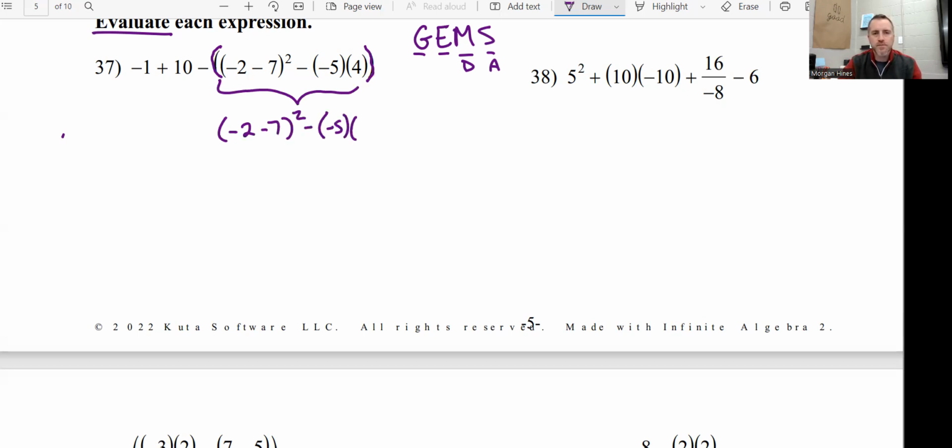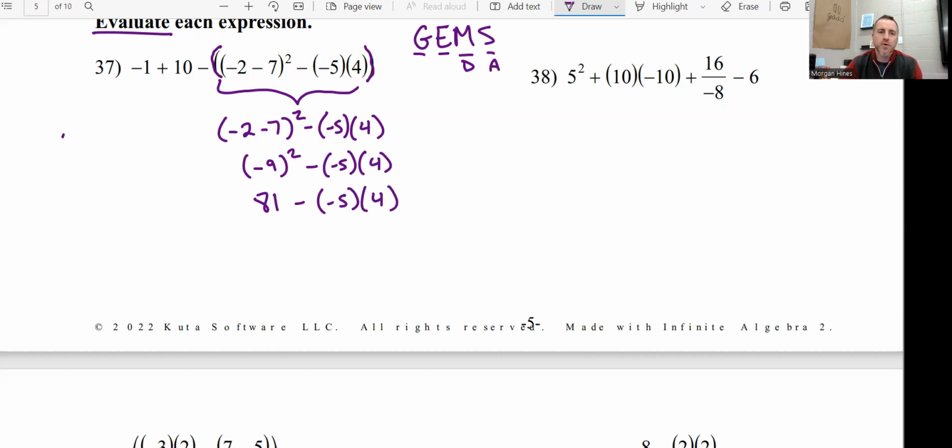-5 times 4. So we got to figure out what goes in those parentheses before we can do anything outside of those parentheses. Inside those parentheses, we have more parentheses. What's -2 minus 7? It's -9 squared minus -5 times 4. Now what operations do we have? Oh, we have an exponent. So -9 squared is 81 minus -5 times 4.